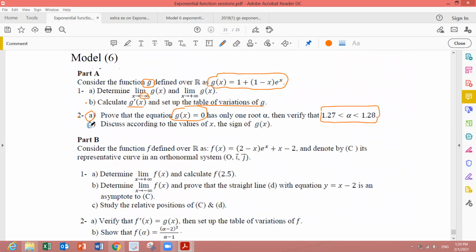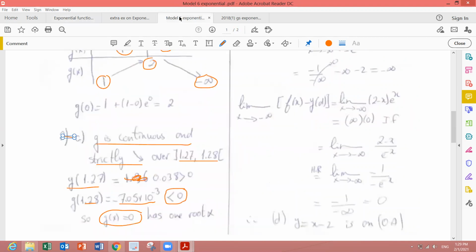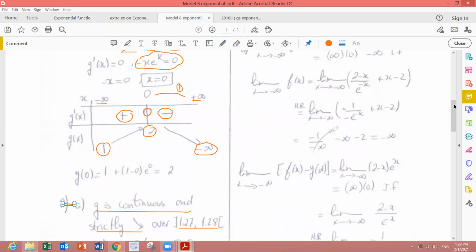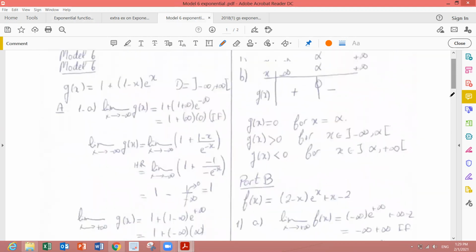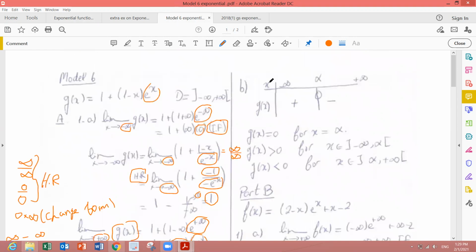Part B, discuss according to the values of x the sign of g(x). How to discuss the sign of g(x)? We did this many times. To discuss the sign of g(x), we make the table of g(x), and in this table we put the domain minus infinity to plus infinity. At alpha, g(x) is 0.